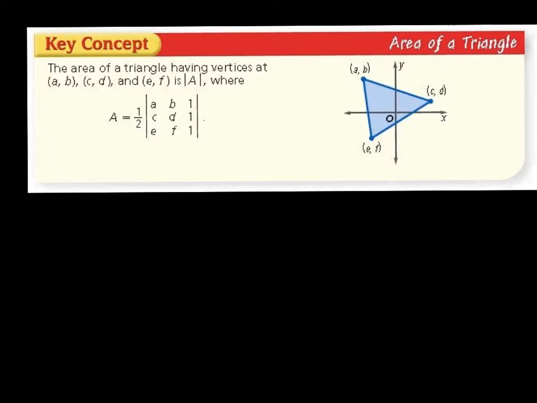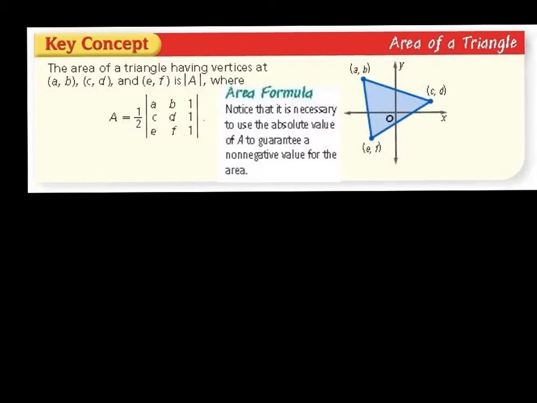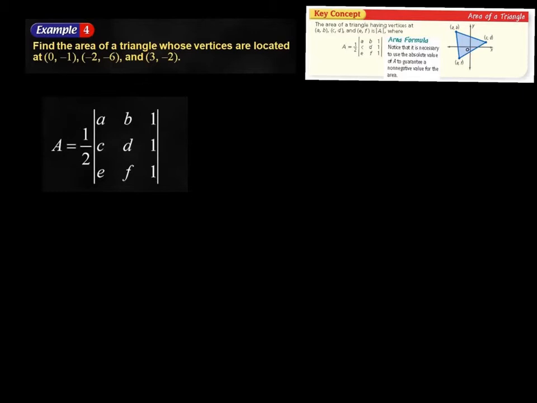Here's one application of 3 by 3 matrices. The area of a triangle having vertices at A, B, C, D, E, F is the absolute value of A, where A equals 1/2 the determinant. Notice that it is necessary to use the absolute value of A to guarantee a non-negative value for the area. We don't have a black hole here. Find the area of a triangle whose vertices are located at 0, negative 1, negative 2, negative 6, and 3, negative 2. This is not a nice, pretty right triangle, so having a formula we can just plug and chug into is nice.